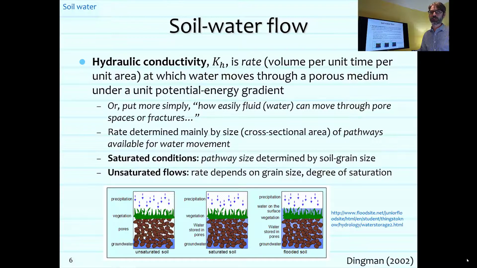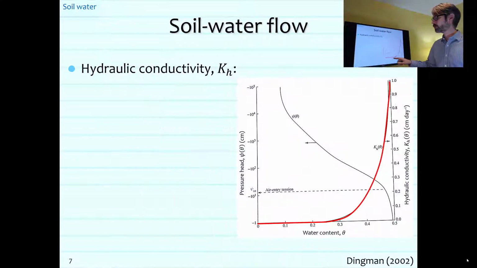Under saturated conditions, the situation is fairly simple. The pathway size is determined by the soil grain size. In unsaturated flows, it's a little bit more complicated. Here, the rate depends on the grain size as before, but also on the degree of saturation. And this gives us our second curve here, which is for hydraulic conductivity.